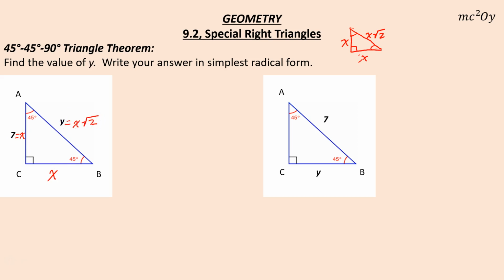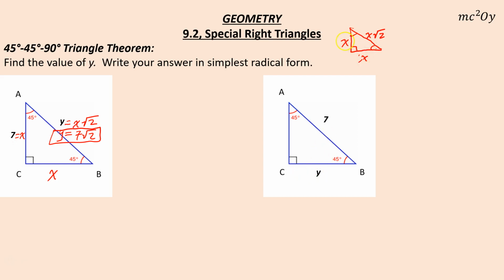So notice I've made equations out of it. This side I don't have anything. CB, I don't have anything that I can work with. But over here, I have x equals 7. And if x equals 7 and y equals x root 2, that means I can substitute that 7 in here, and I get y equals 7 root 2. And that's all there is to it. Okay, so if I know a leg, I can automatically find the hypotenuse. And in this next one, if I know the hypotenuse, I can find the leg as well.